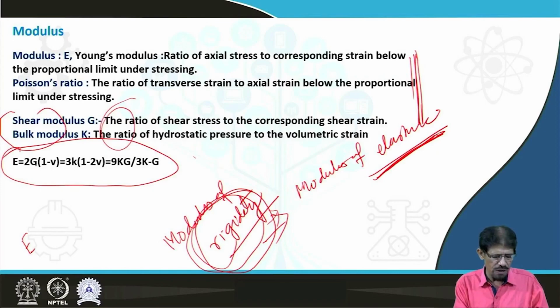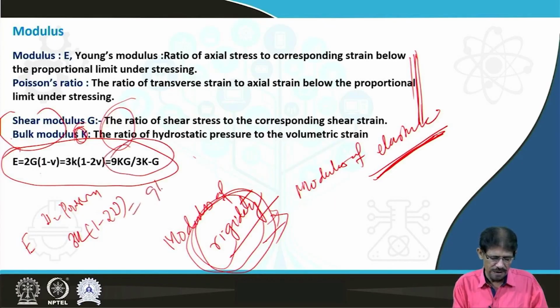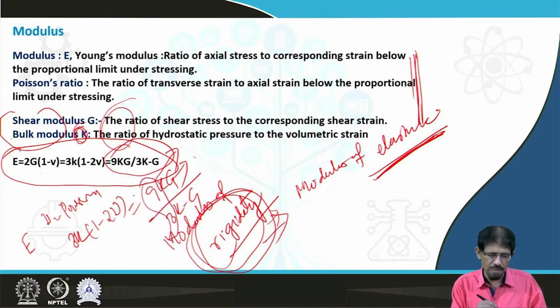recognizing E is equal to 2G (1 plus nu), where nu is representing Poisson's ratio, is equal to 3K (1 minus 2 nu), where K is bulk modulus, and we can see overall relationship E = 9KG / (3K + G), where K is representing bulk modulus, G is representing modulus of rigidity or shear modulus, and these are some numeric values.